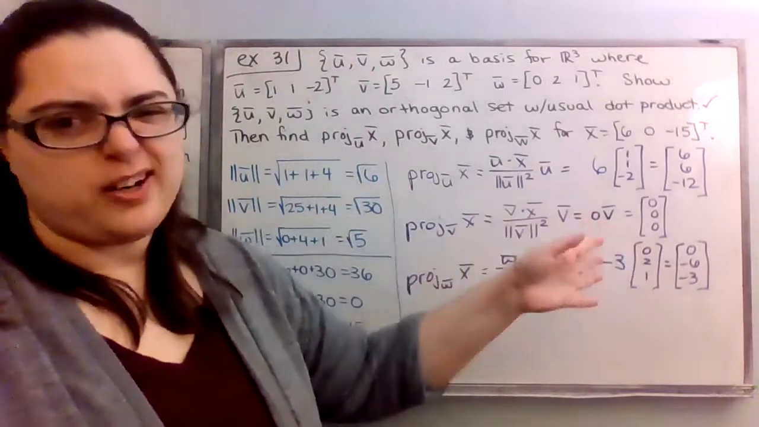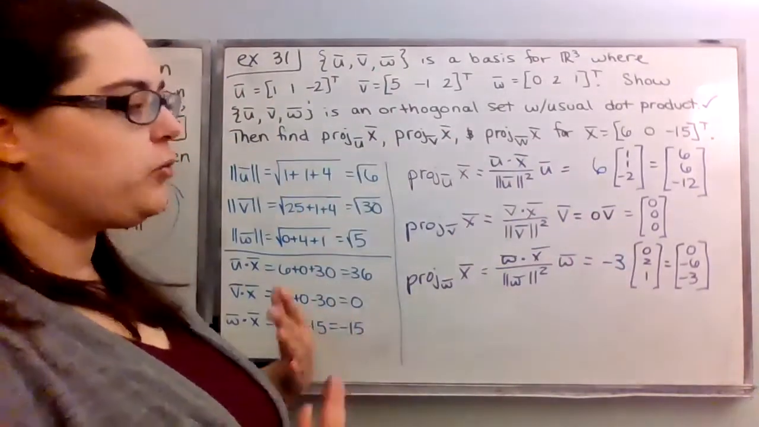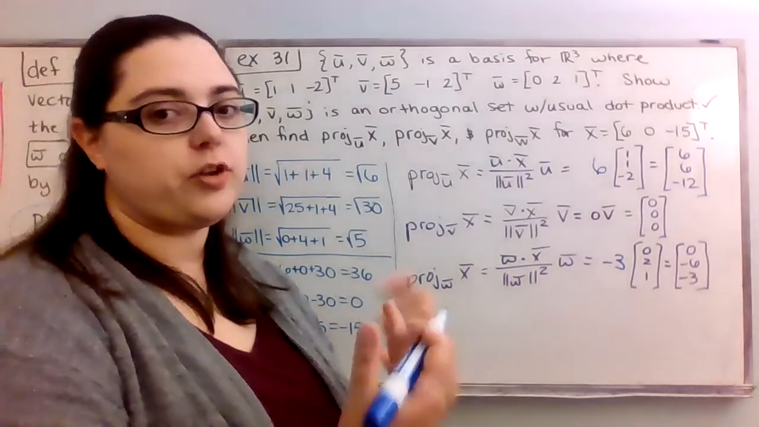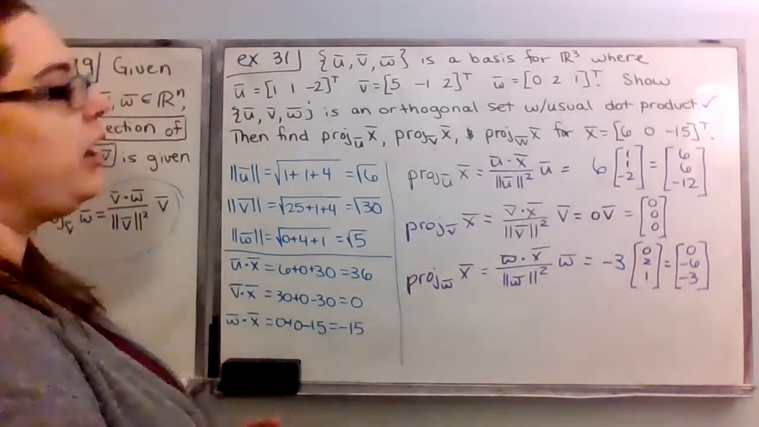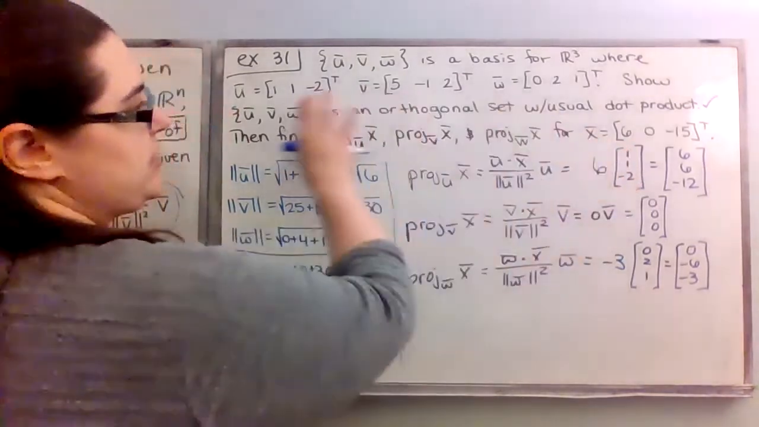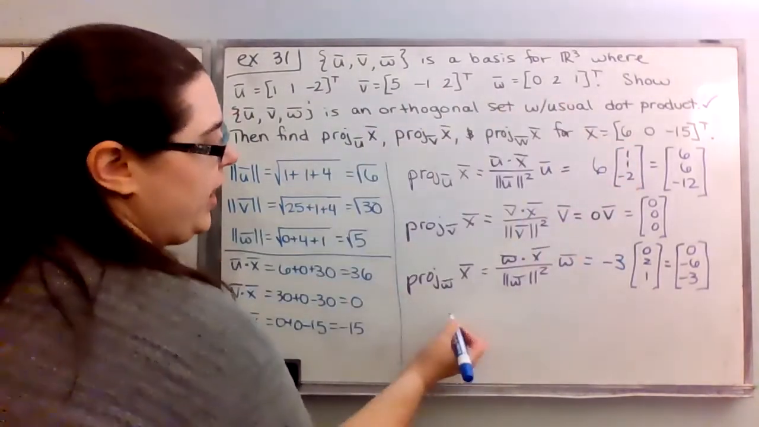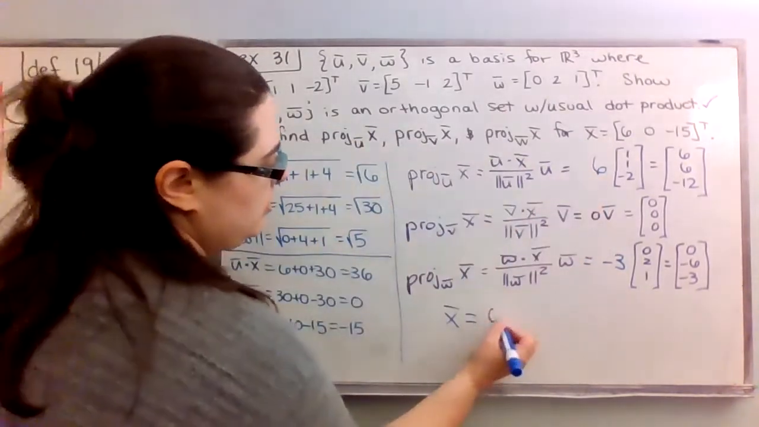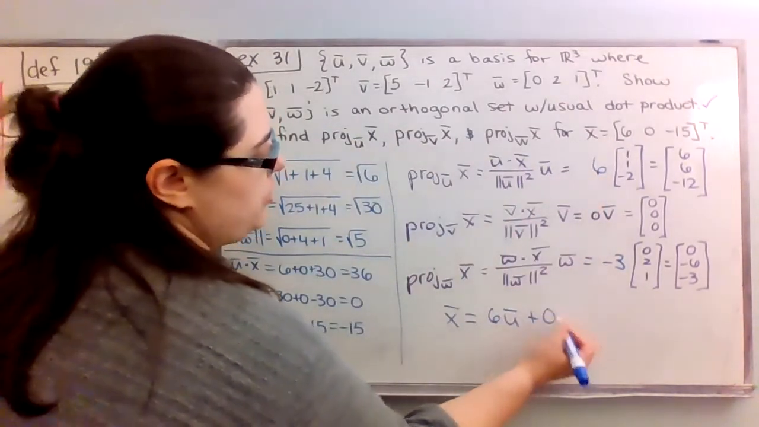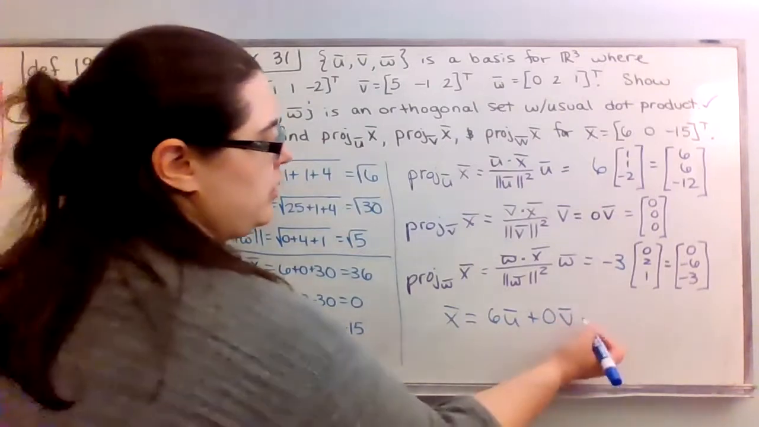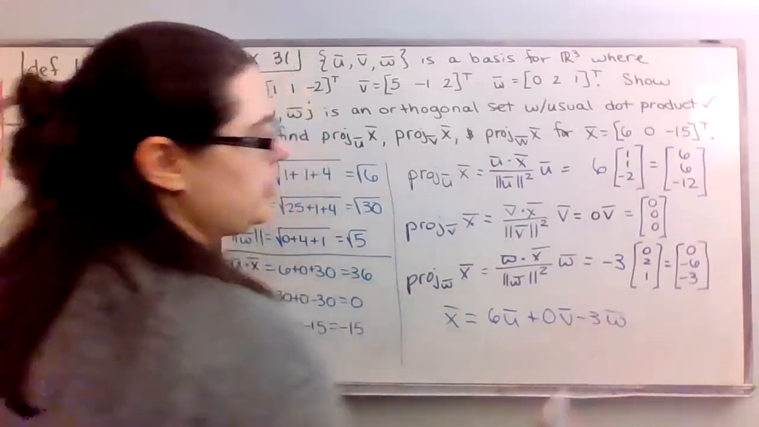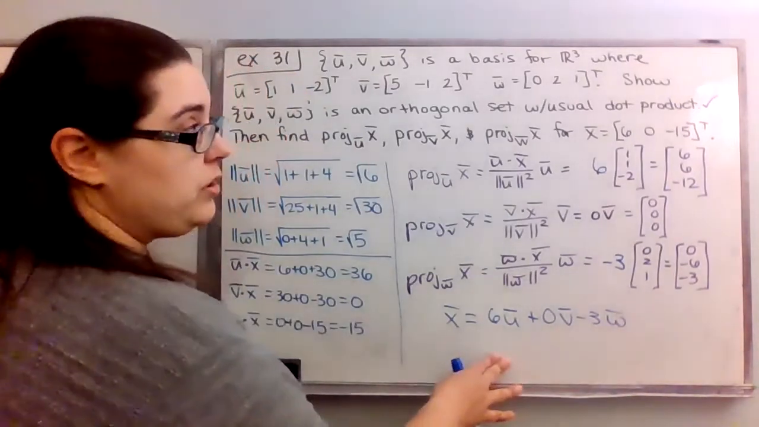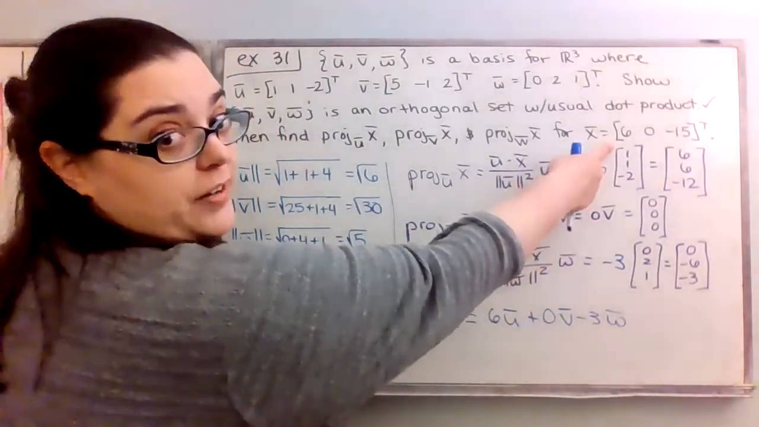And then this was 0, so that'll be 0. So basically what we have found is the values for the coordinate vector of x in this basis. We know that x is going to be 6 copies of u plus no copies of v minus 3 copies of w. And if I were to add these up, I'm going to end up getting my vector x.